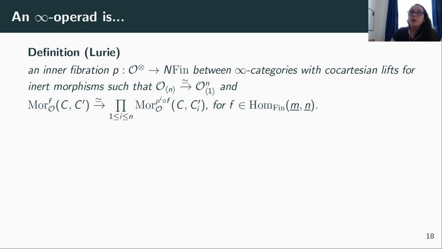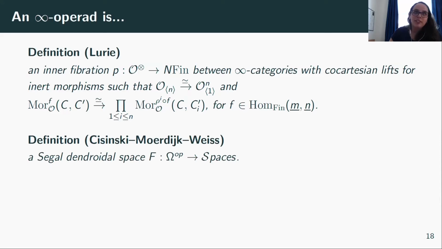Another well-known definition is due to Cisinski, Moerdijk, and Weiss, and it thinks of an infinity operad as a Segal dendroidal space. I really like this definition. It generalizes the way you go from a category to an infinity category via Segal space, but now instead of encoding the Segal condition using the category of simplices, here you use a category of trees. So this is really nice. Again, when we were trying to construct explicitly an infinity operad, this definition was still, a lot of coherences were hidden.